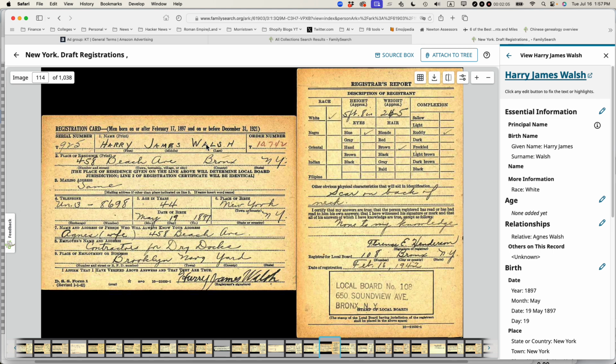First of all, it shows the full name, Harry James Walsh. It shows exactly where they lived. Sometimes you don't have any information about exactly where they lived. And once you have that, by the way, you can use that to figure out deed information, wills, things like that.